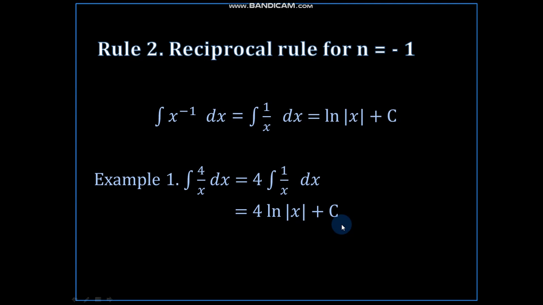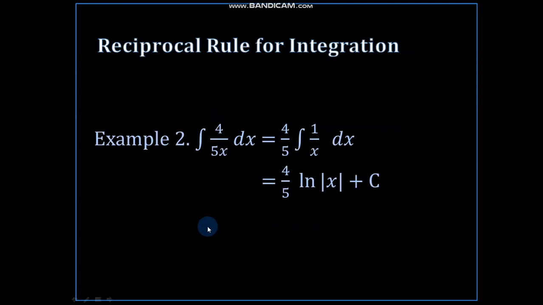Ganun lang siya kasimple. So, for our second example and illustration, we have 4 over 5x dx. This time, may other numerator siya, hindi 1, at saka meron siyang denominator coefficient na 5. Now, we have to apply the same thing. Ilalabas lang natin yung 4/5 dun sa left side, and then we can evaluate it using the reciprocal rule. So, ayan yung lumabas. So, the final answer is 4/5 ln |x| plus c. And don't forget the modulo symbol here.